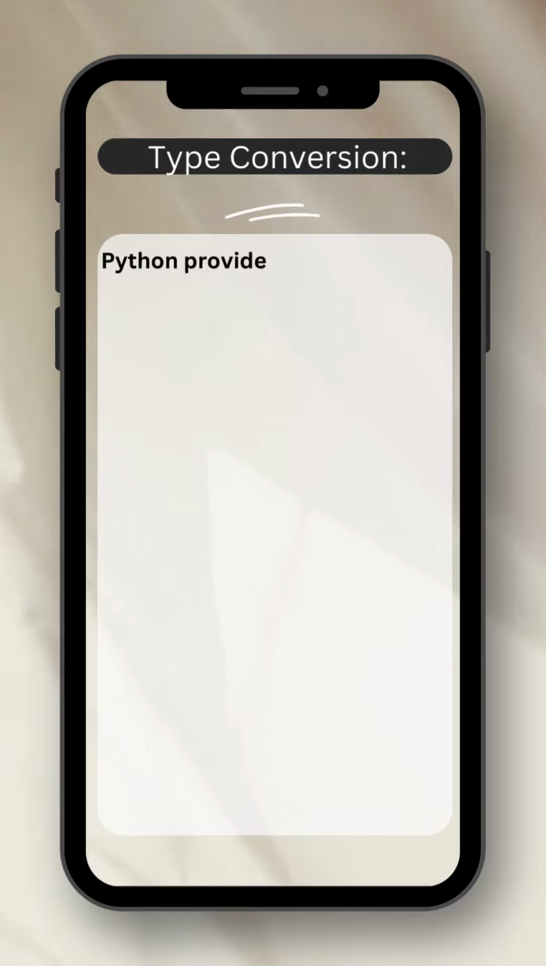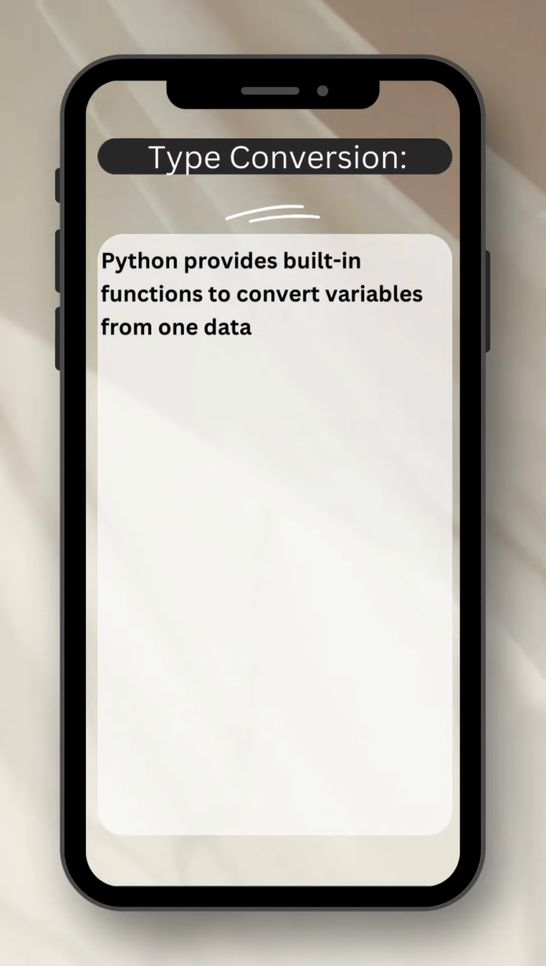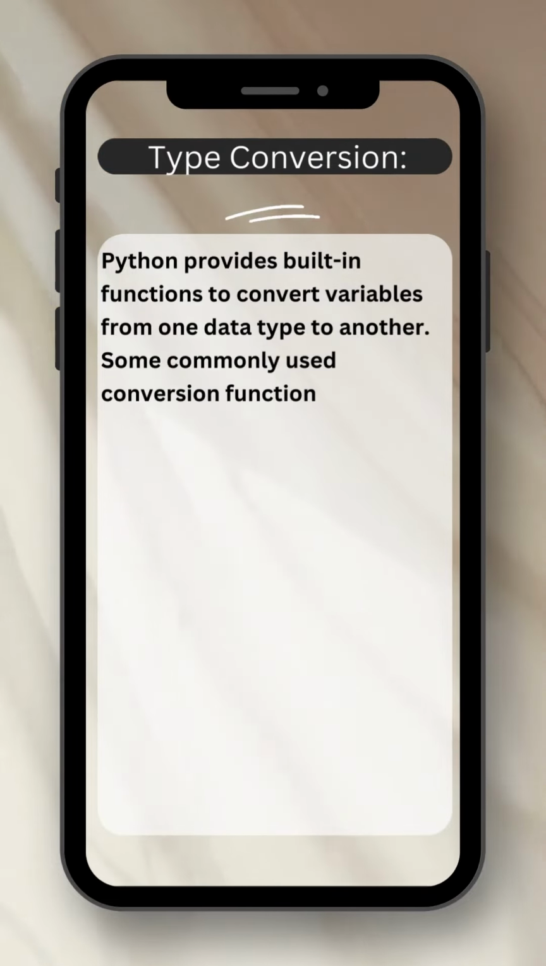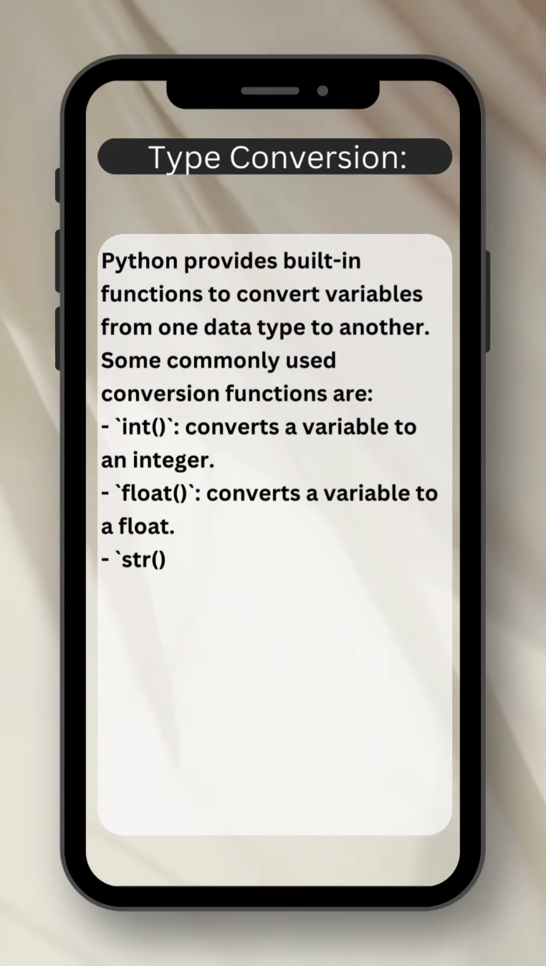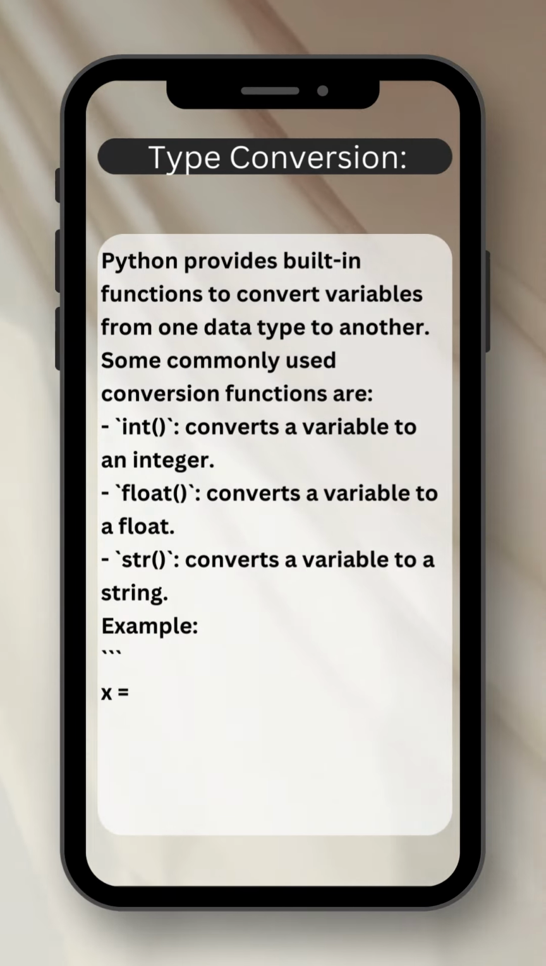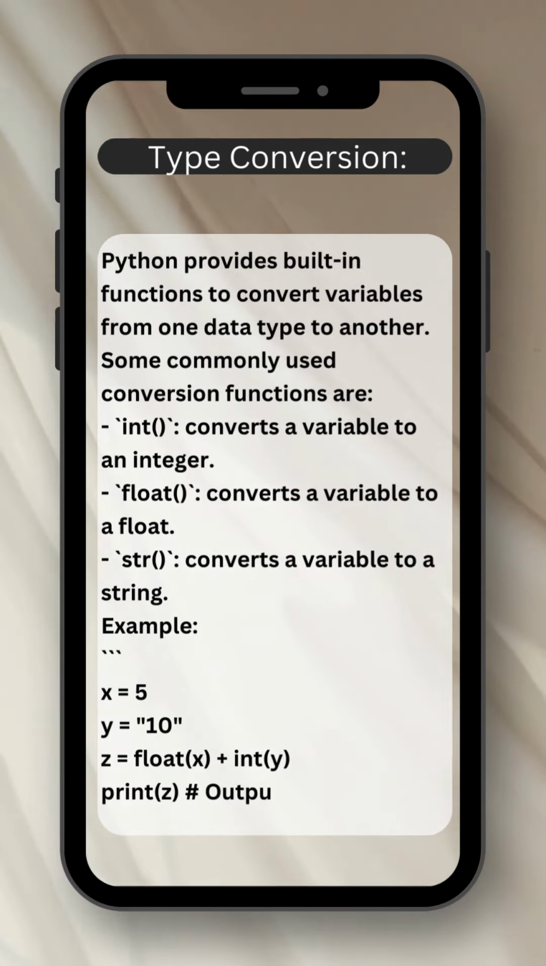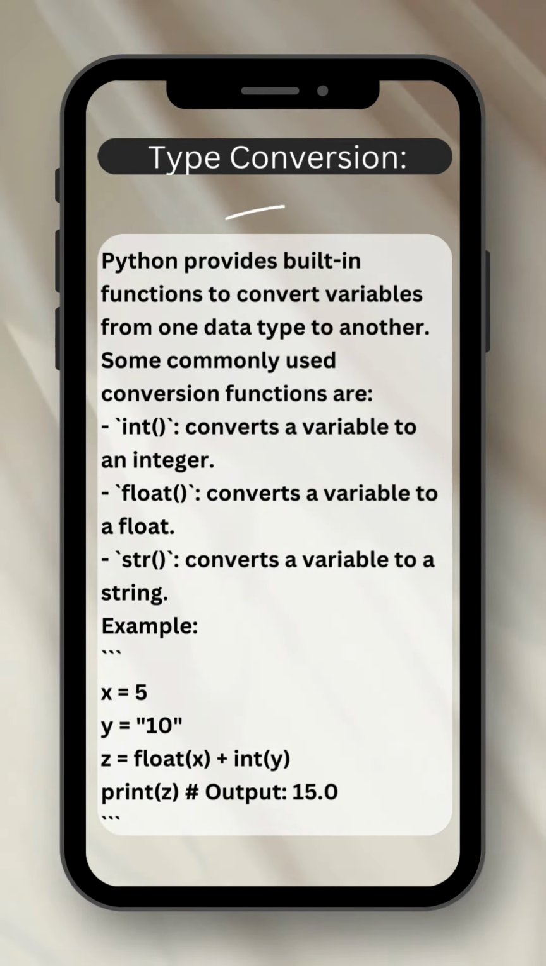Type conversion. Python provides built-in functions to convert variables from one data type to another. Some commonly used conversion functions are: int converts a variable to an integer. Float converts a variable to a float. Str converts a variable to a string. Example: x equals 5, y equals 10, z equals float of x plus y, print z, output 15.